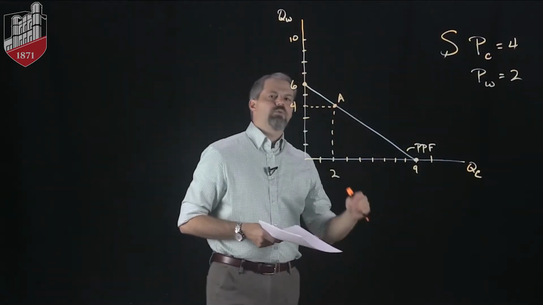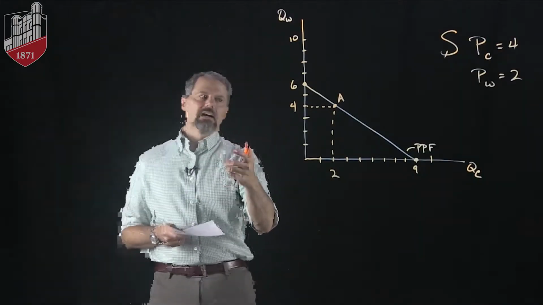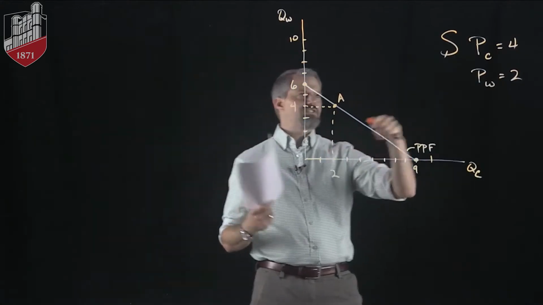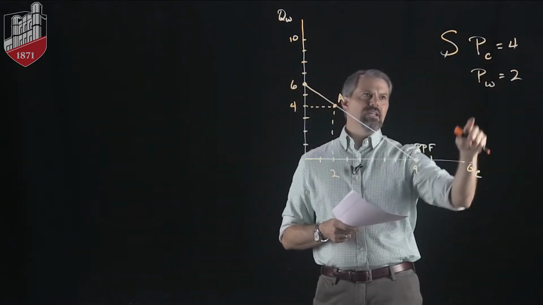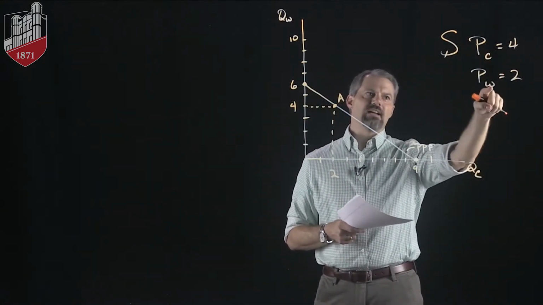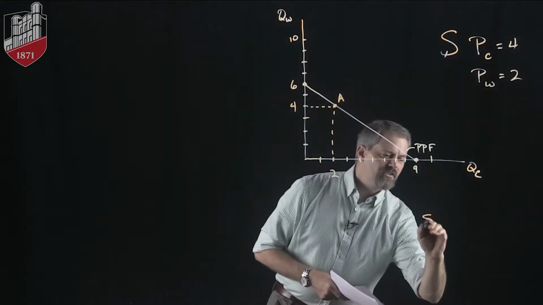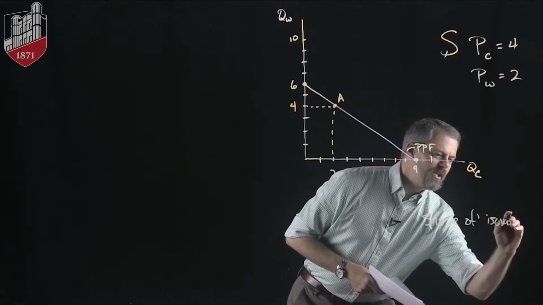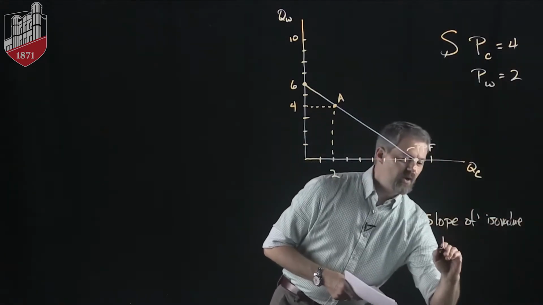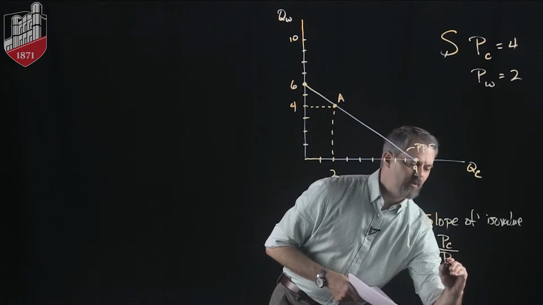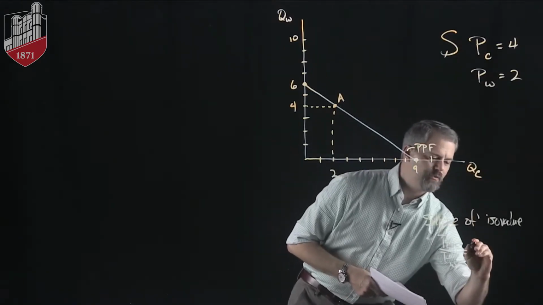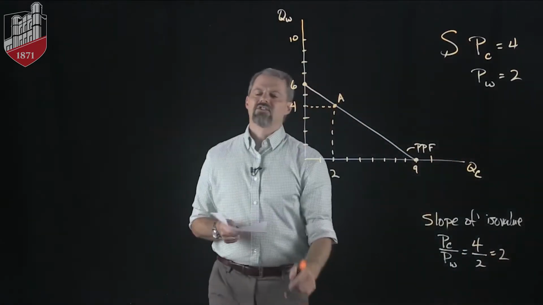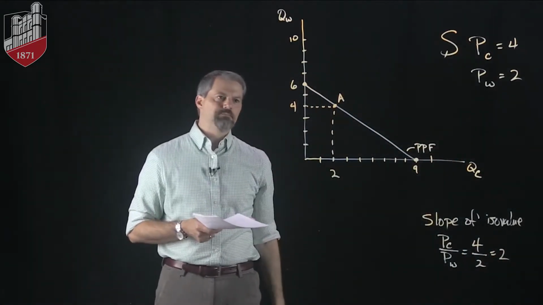Now, what we want to do is look at the ISO value line through that point. Now, our ISO value line we just saw is going to have a slope equal to the price of cheese divided by the price of wine. So the slope of the ISO value line is going to be the price of cheese divided by the price of wine. It's going to be equal to 4 over 2, which is 2. The slope of our ISO value line is 2.